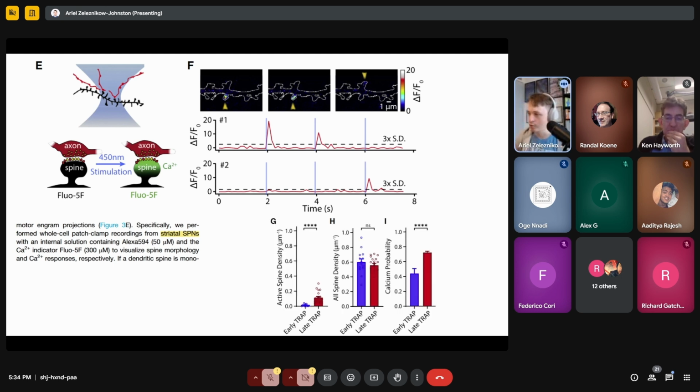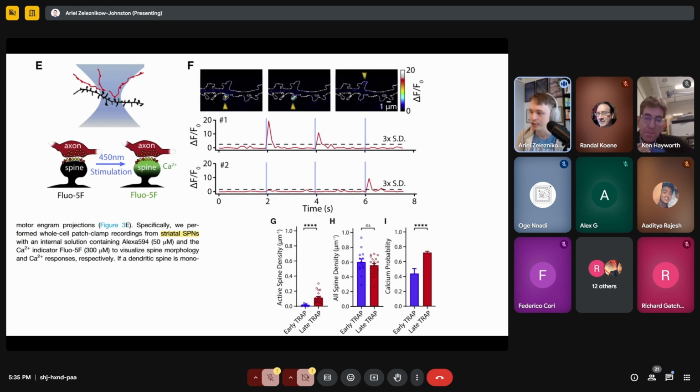To point out what they find, if you look at H, the graph in the middle, you can see that the number of spines they're able to visualize in early trapped animals and in late trapped animals is roughly the same. But if you look over at G on the left, you can see that the number of active spines, the number that are fluorescing during the stimulation, is much higher in the late trapped animals than in the early trapped animals.